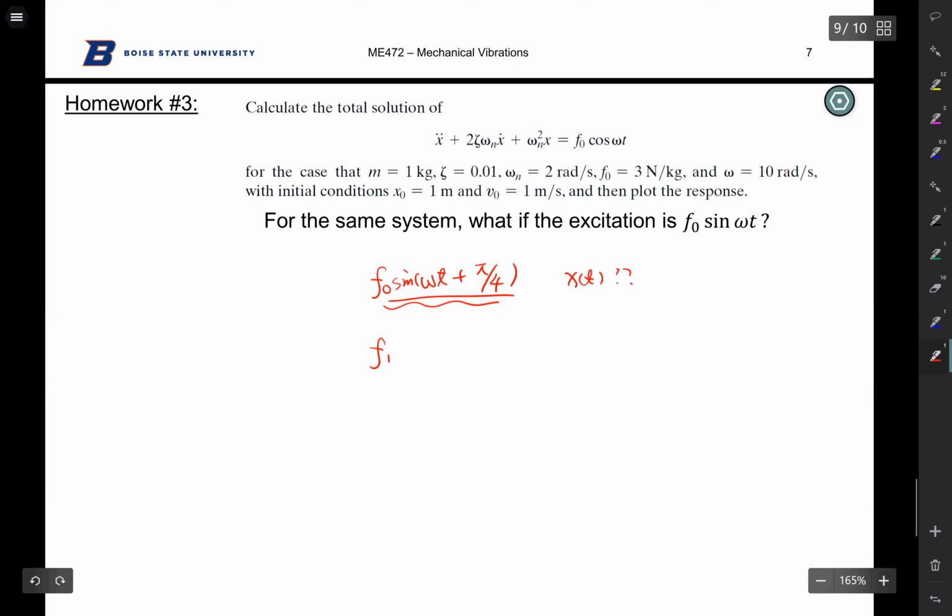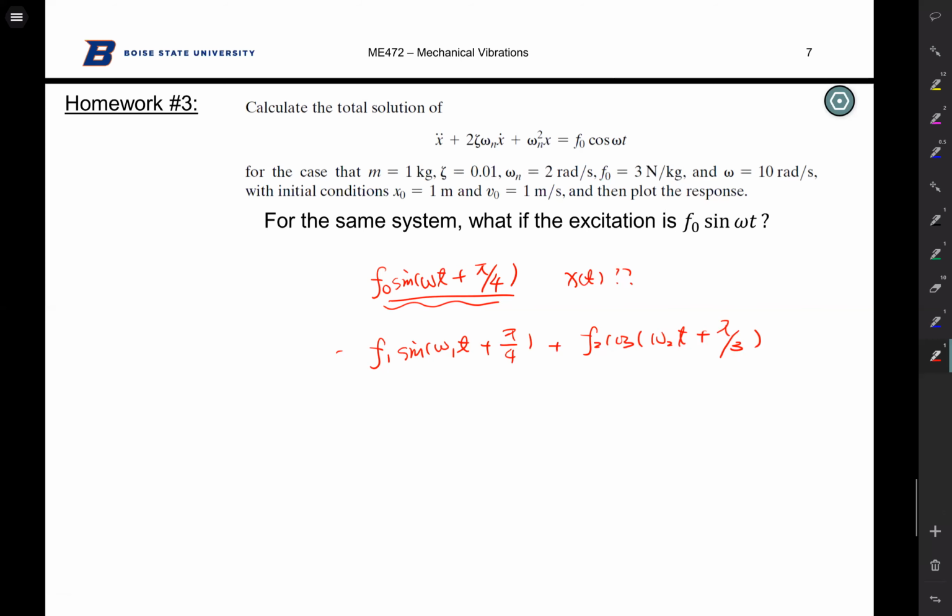Or if it's f1 sine omega 1 t plus a quarter pi plus f2 cosine omega 2 t plus pi over 3, something like this. I'm going to give you a crazy harmonic excitation, but it's still harmonic excitation. Can you use ODE45 or analytical solvers to find the x(t)? That's something I'm expecting from you. So hopefully you can solve it. Try to solve homework number 3, and then let me know if you have any questions.